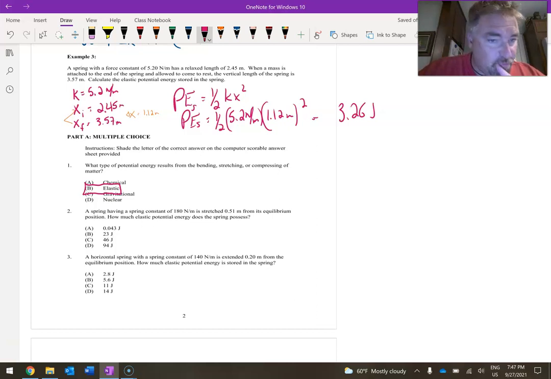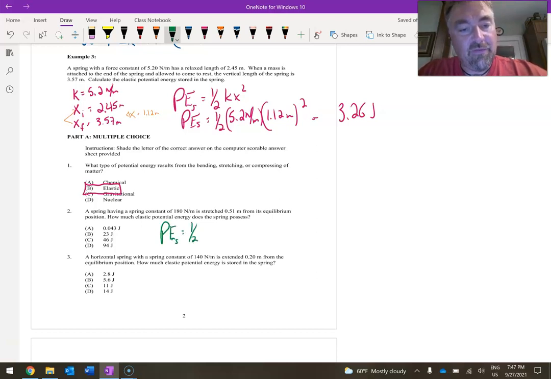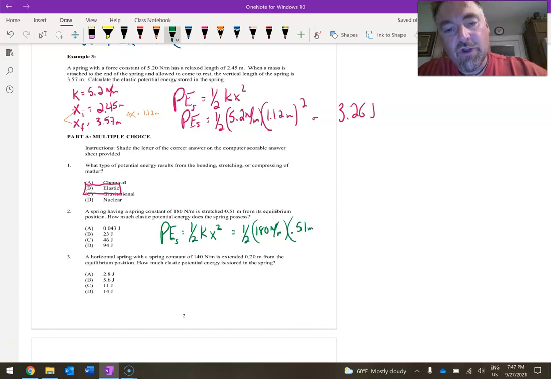A spring having a spring constant of 180 newtons per meter is stretched 0.51 meters from its equilibrium. How much elastic potential energy does the spring possess? Potential energy stored in the spring is equal to 1/2 kx². So 1/2 of the 180 newtons per meter, multiplied by the 0.51 meters. Don't forget to square it. When we do that, we end up with about 23 joules. So it's going to be choice B.